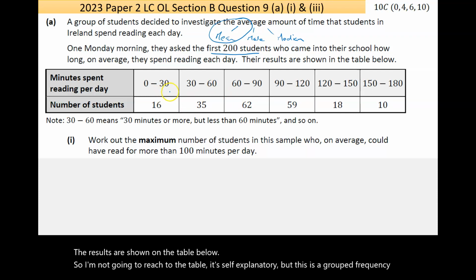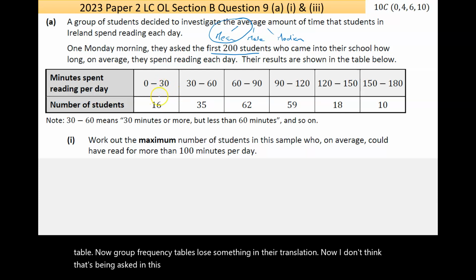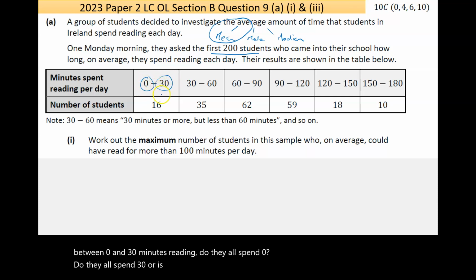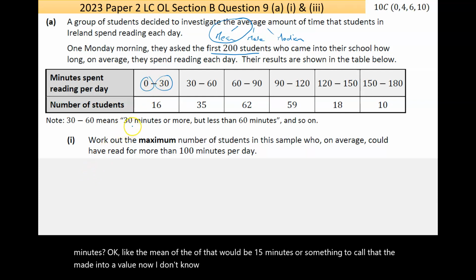Now, grouped frequency tables lose something in their translation. I don't think that's being asked in this question, but for example, these 16 students who spend between 0 and 30 minutes reading, do they all spend 0? Do they all spend 30? Or is it a mix of stuff in between? Or is it the average, which would be like 15 minutes? Okay, the mean of that would be 15 minutes, or we sometimes call that the mid-interval value. Now, I don't know. So without seeing the raw data, I can't tell much more from this than that.